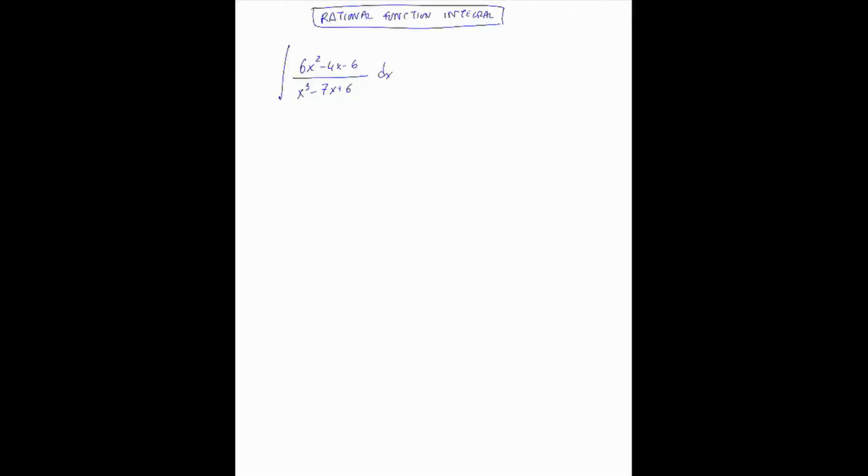In this video, I will show how to integrate a rational function, which means the quotient of a polynomial by another polynomial, like this one here. First thing to check is that the numerator is a polynomial of degree 2, and the denominator has degree 3, so we don't need to divide one by the other. Like this is right now, it's okay.